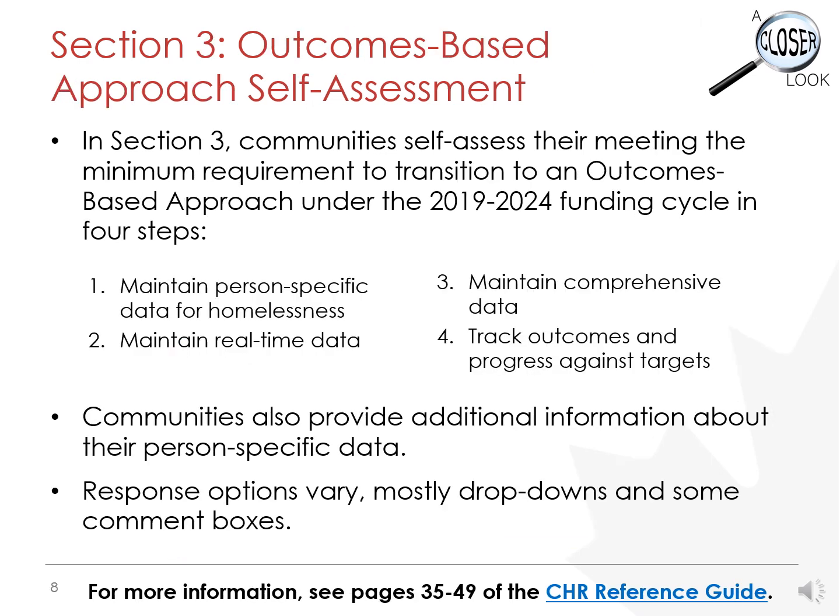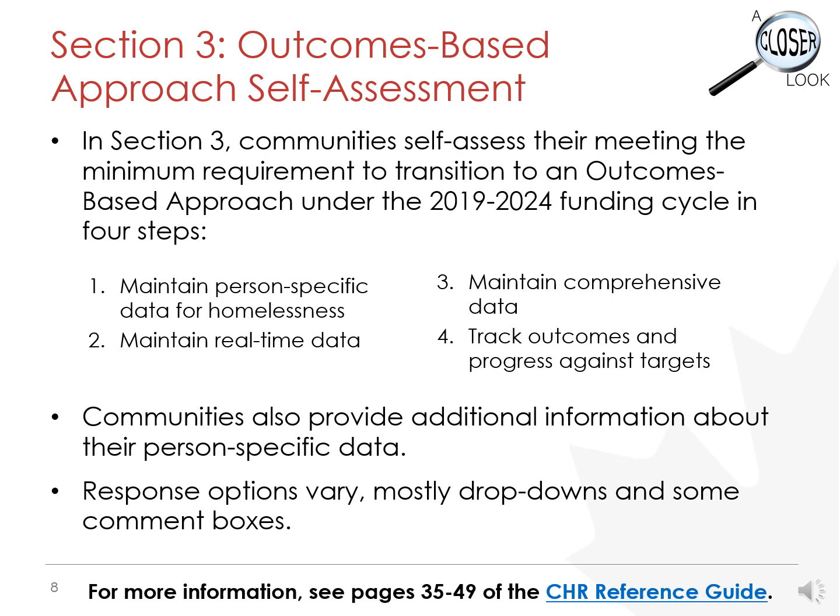Sections 3 and 4 are about meeting the minimum requirement to transition to an outcomes-based approach under the 2019 to 2024 Reaching Home funding cycle. Let's start with Section 3. Questions in Section 3 of the CHR are organized into two parts.